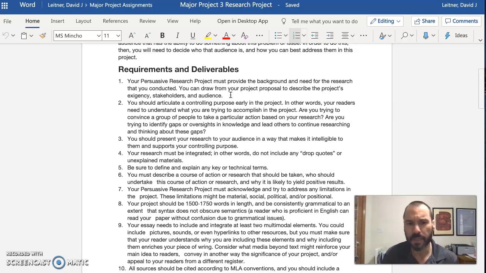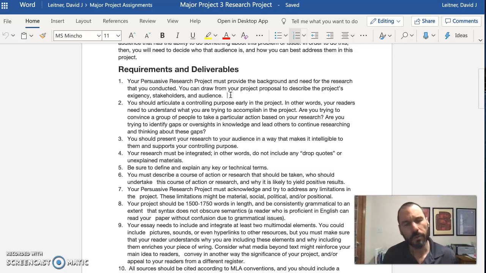Okay, 4, your research must be integrated. In other words, do not include any drop quotes or unexplained materials. And so the example I give here is, if any of you ever have smoothies, if you've ever had a bad smoothie, it's not blended well, okay? You drink the smoothie and there's like chunks in it and stuff like that. That's a bad smoothie, right? The smoothie needs to be smooth, okay? The project needs to be smooth. There shouldn't be any chunks in there, where it's kind of like, where did this thing come from? There's no transition into it. There's no, I don't even know why this is here. It looks like something that someone copied and pasted and just plunked in the middle of this paragraph or whatever.